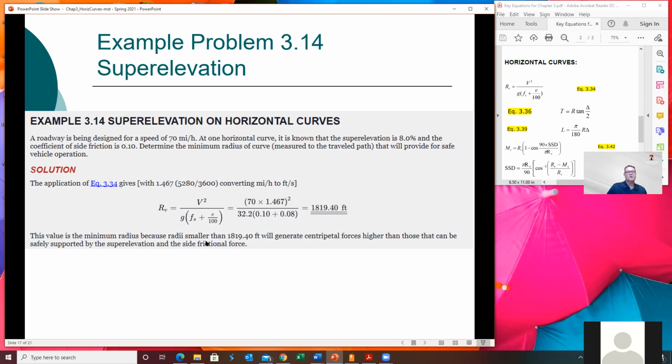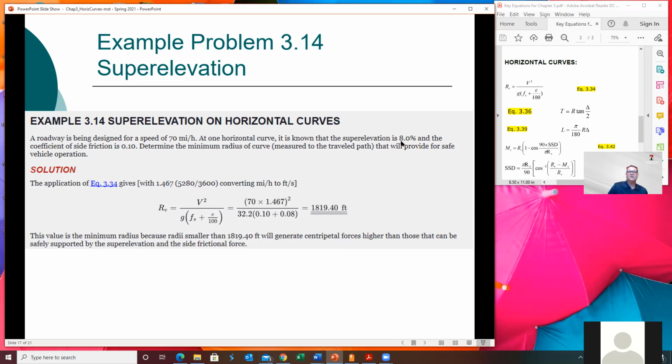What this says is that any radius smaller than 1,819 will generate centripetal forces higher than those that can be safely supported by the super elevation and the side frictional force. So this would be the minimum radius. If somebody was proposing a 1,500 foot radius there, that would not meet the standards, given that you are looking at an 8% super elevation rate.